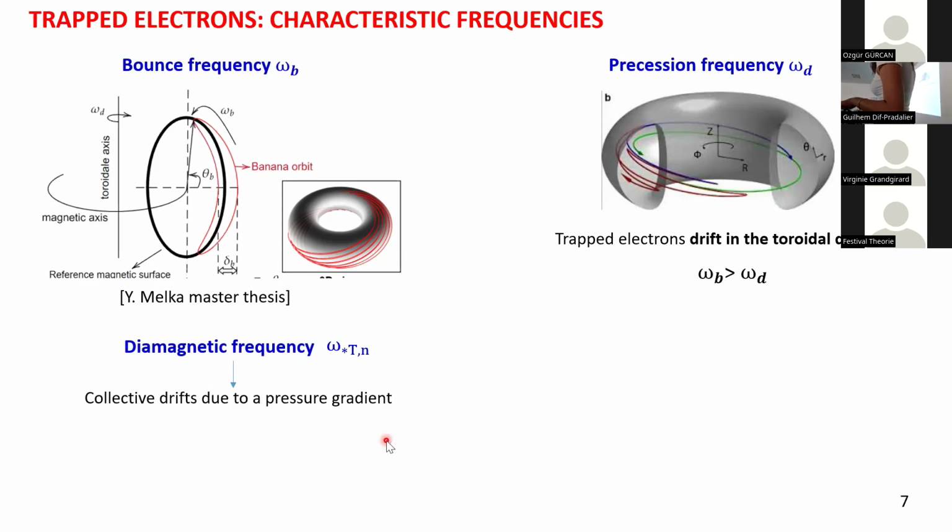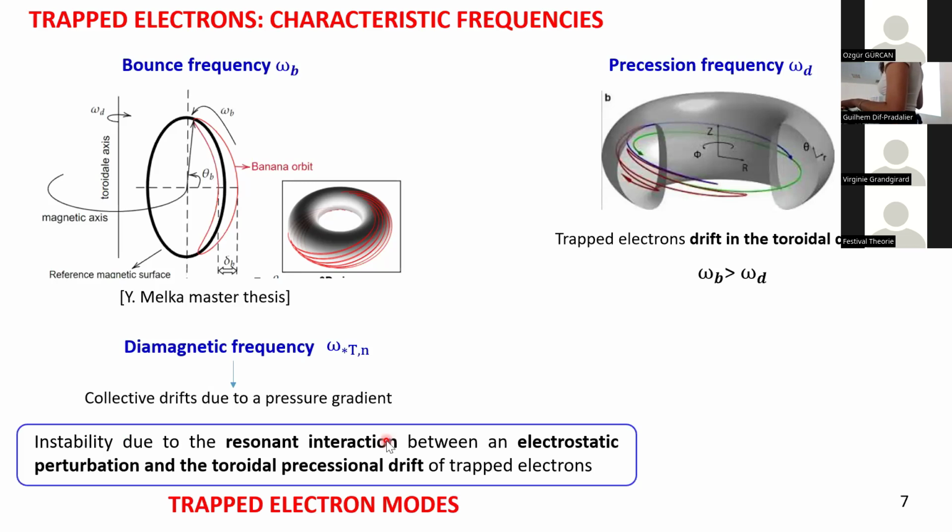Furthermore, they are characterized by a last frequency, which is the diamagnetic frequency. This is a frequency related to collective drifts due to temperature and density gradients and to pressure gradients. The instability of trapped electron modes arises when the electrostatic perturbation, so a perturbation of the electrostatic field, enters in resonant interaction with the toroidal precession frequency, so with this frequency here.